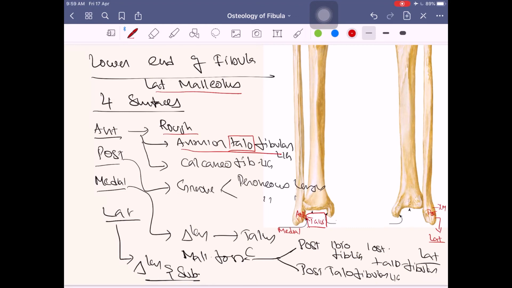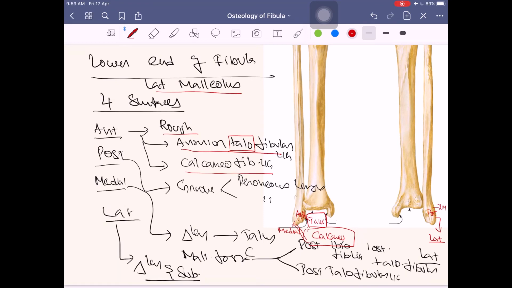There is one more ligament which will come down and attach to this from the fibula, that we call the calcaneofibular. So one is your anterior talofibular, the other is simply calcaneofibular. These are the two ligaments we have from the anterior surface of the lower end of the fibula.